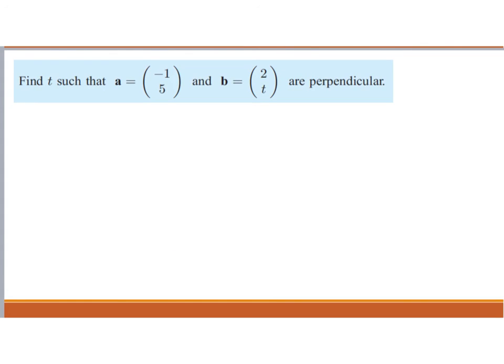Now let's take a quick example. Find t such that a has components -1, 5, and b has components 2, t, and they are perpendicular. So we start with the fact that we established earlier that when two vectors are perpendicular, their dot product is equal to 0. The dot product here will be -1 times 2 plus 5 times t is equal to 0. So that's just 5t is equal to 2, t is equal to 2/5.